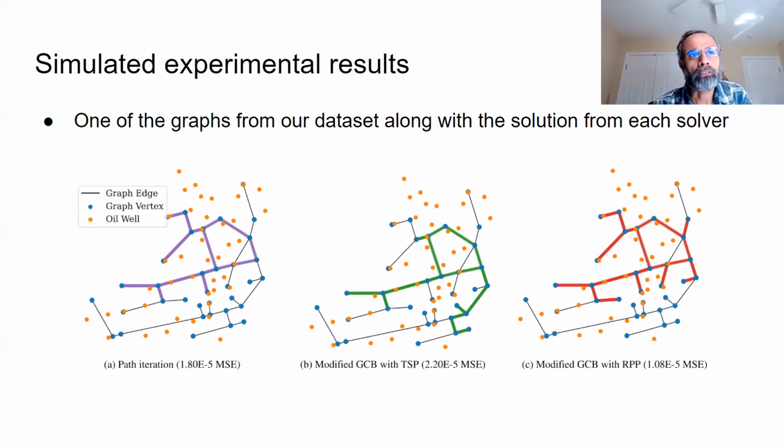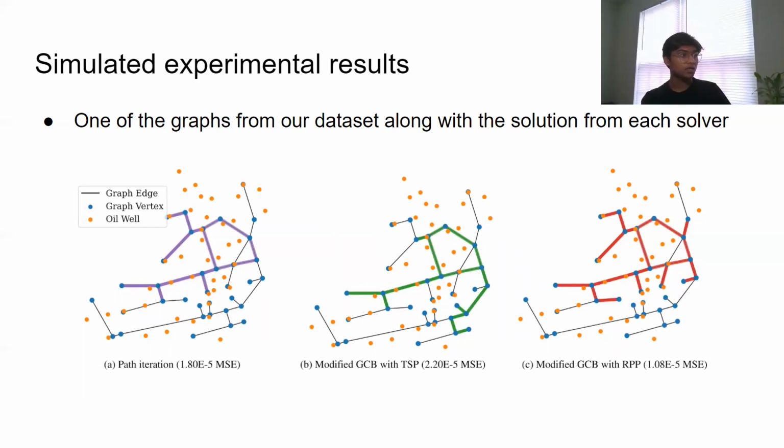Alvik, sorry to interrupt. Perhaps you could just explain the figure, what the dots mean and what the edges mean and so on. Sure thing. So the blue dots are the intersections on the road network. The black lines are the roads themselves in the network, and the orange dots are the oil wells, and the colored paths shown in purple, green, and red are the solution paths generated by the corresponding algorithms.